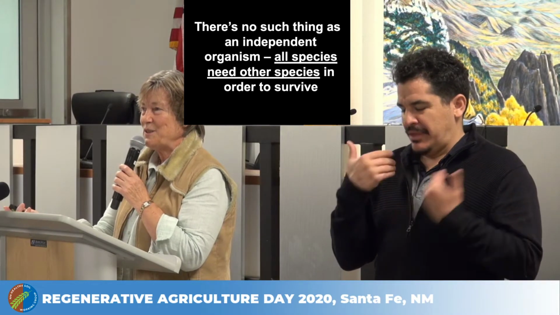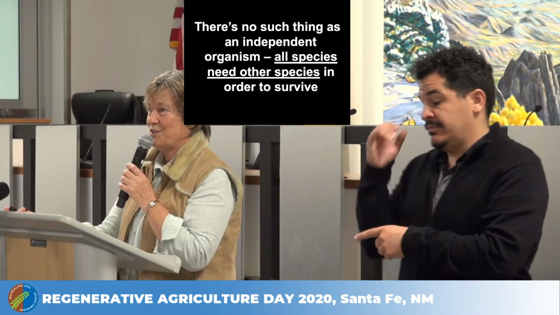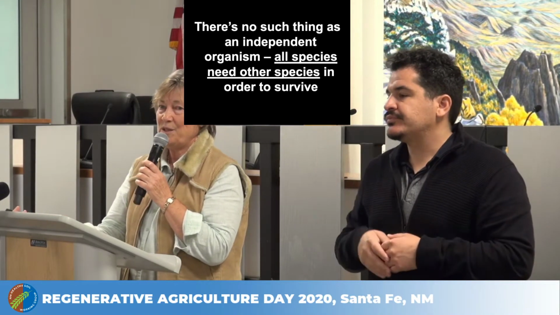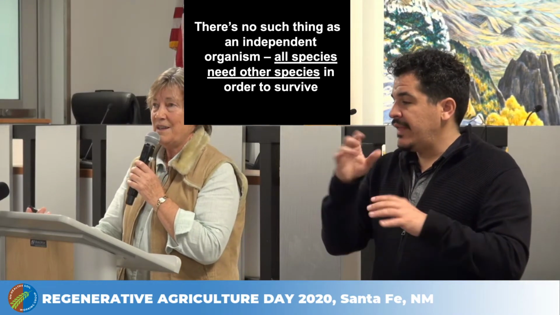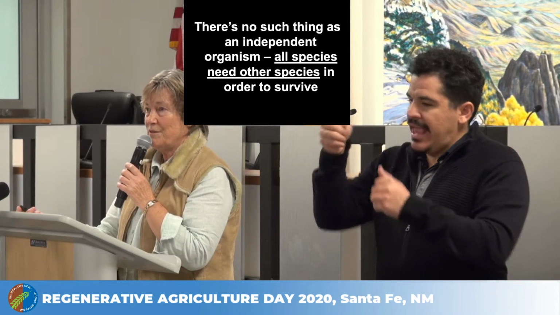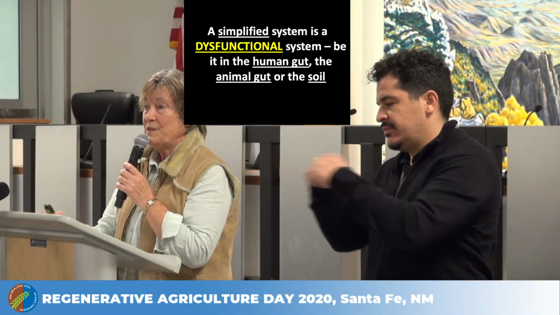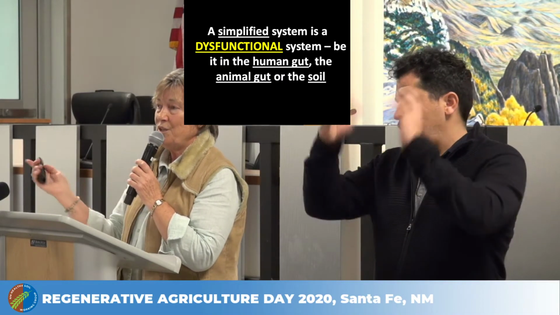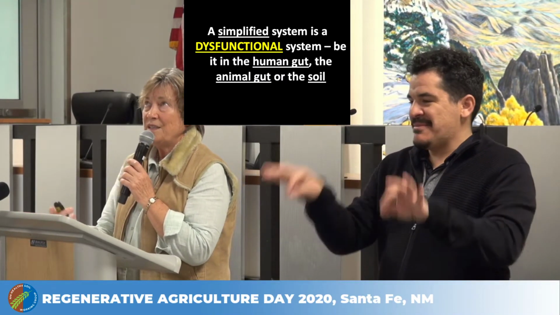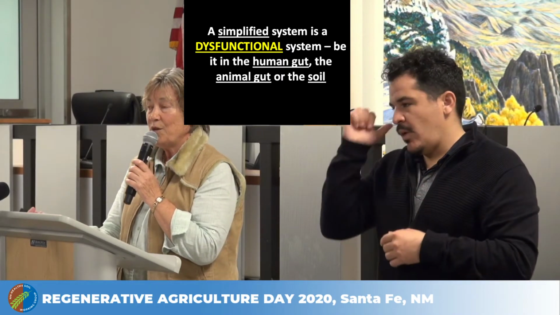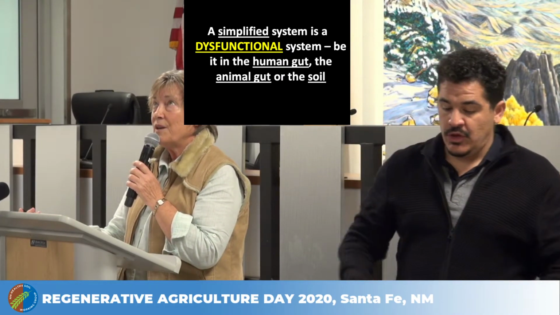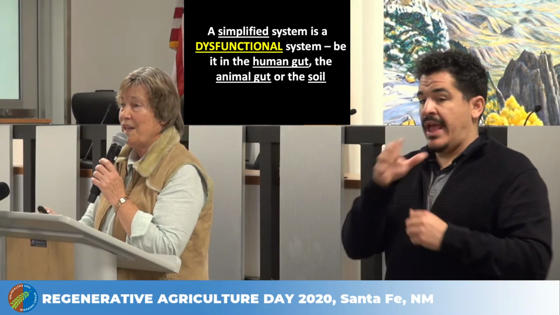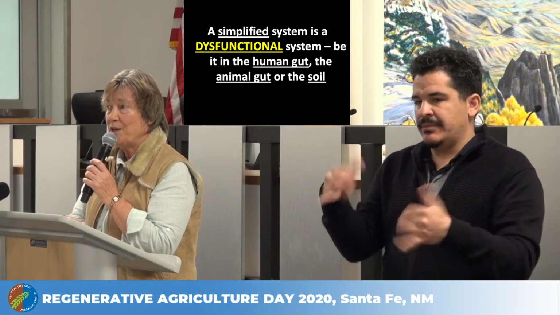So how do we think our soil is going to work when we start taking out key functional groups, microbes in our soil? And there isn't any such thing on this planet as an independent organism. Every species needs other species in order to survive. And a simplified system then, by definition, really becomes a dysfunctional system. We start pulling key groups out, things just won't work. It doesn't matter whether we're talking about the human gut, the animal gut, or the soil. And the problem in agriculture, in our food production system, I suppose, is that everything has become so incredibly simplified.